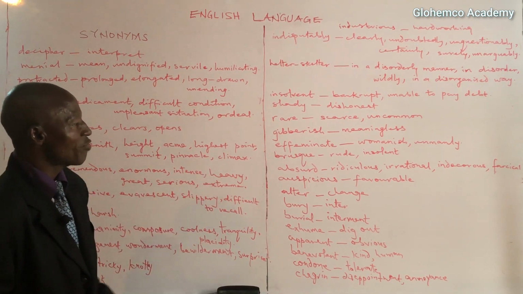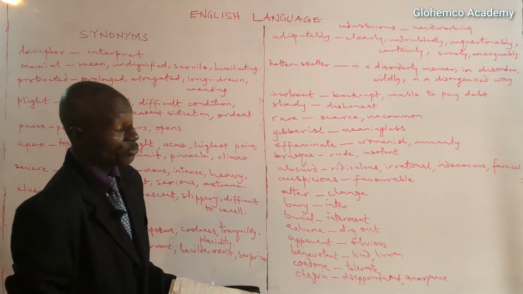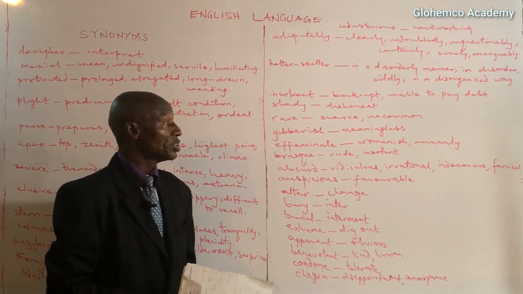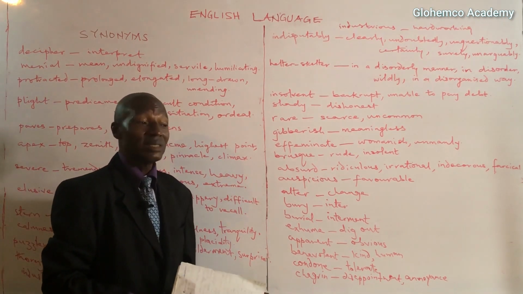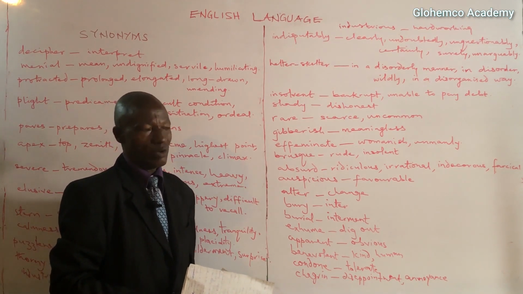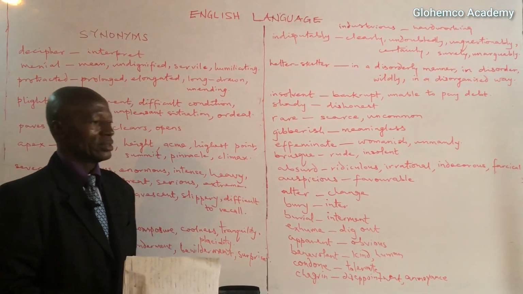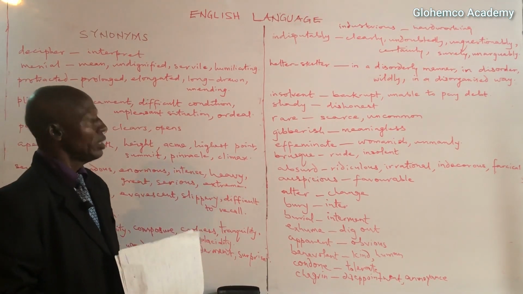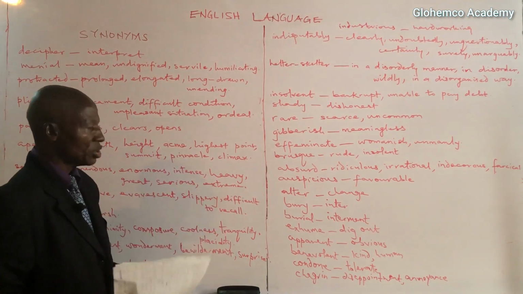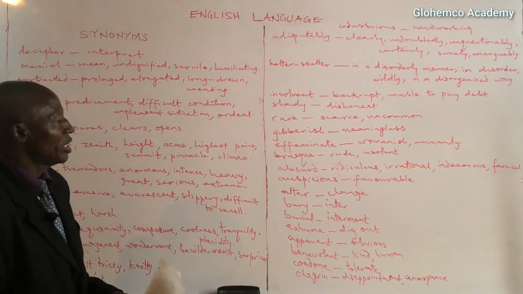Gibberish. Then we have effeminate. When a man is referred to as being effeminate, it simply means that man is womanish, unmanly. Of course, you know what that means. When a man is behaving like a woman, he is referred to as being effeminate.